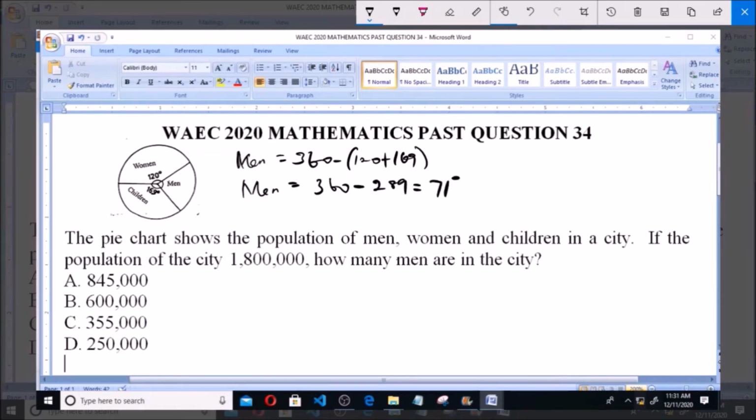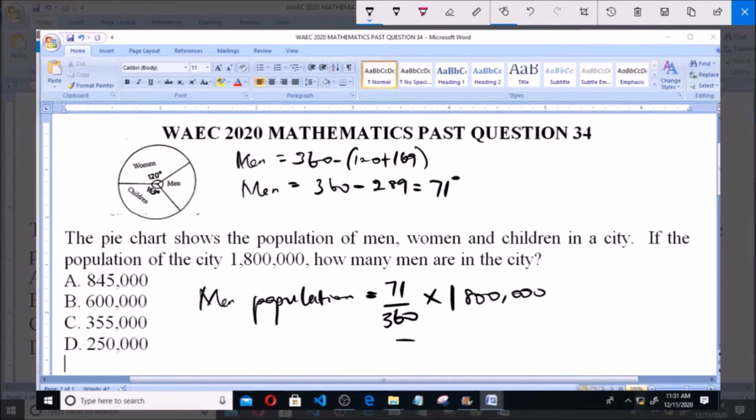Now to get the population of men, the population will be equal to, following the pie chart, 71 over 360 multiplied by 1,800,000, and that will be equal to 355,000 men. So the answer to this question is option C.